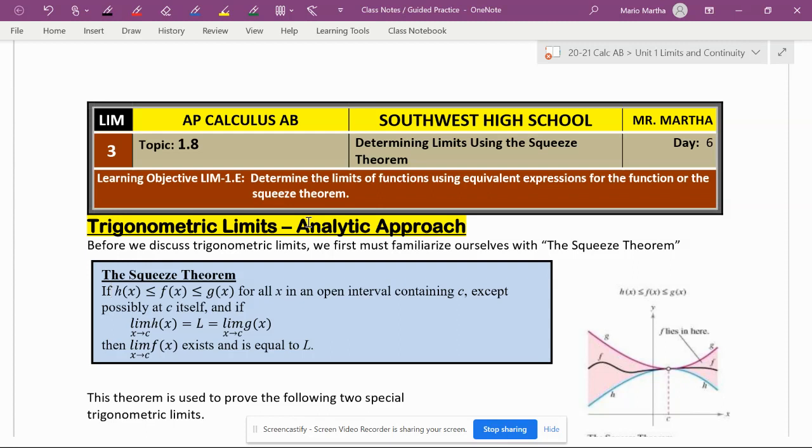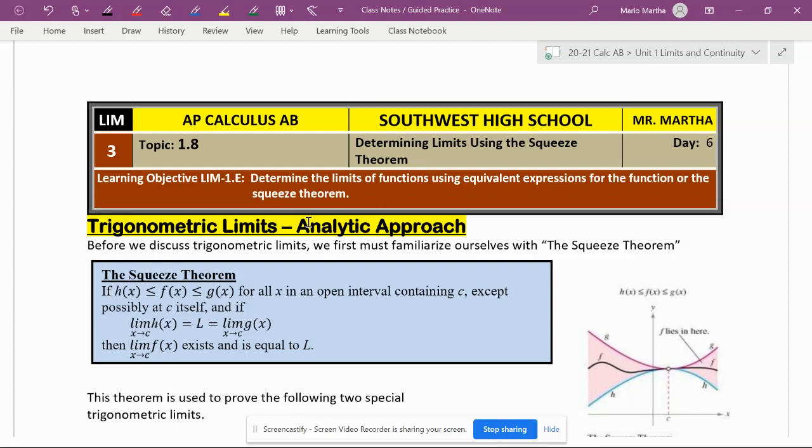Topic 1.8, determining limits using the squeeze theorem. Today we're going to be talking about trig limits, using the analytic approach. Before we discuss trig limits, we first must familiarize ourselves with the squeeze theorem.